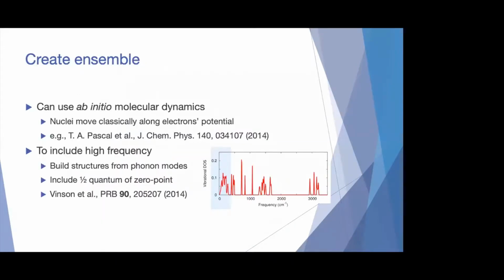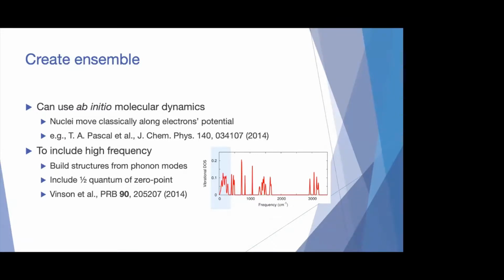And so instead, we built up a way to properly sample all the different vibrational modes of our system. To take a step back for a second, that's because we know these phonon vibrations are quantum harmonic oscillators. So even at 0 temperature, they should have this half quantum of zero-point motion. So vibrations shouldn't be completely absent.